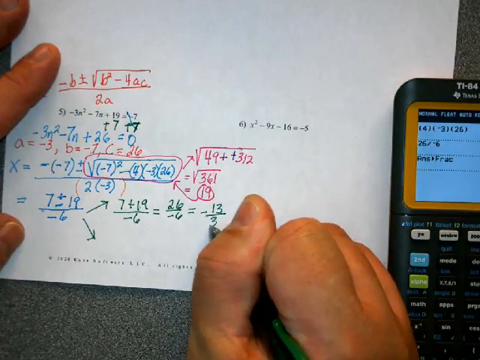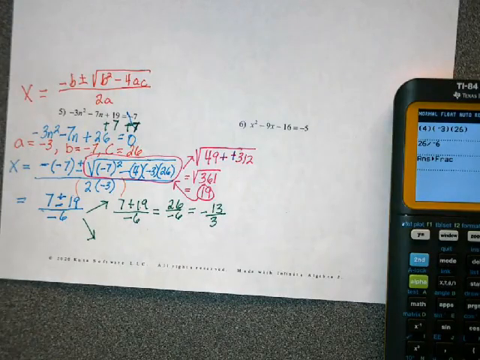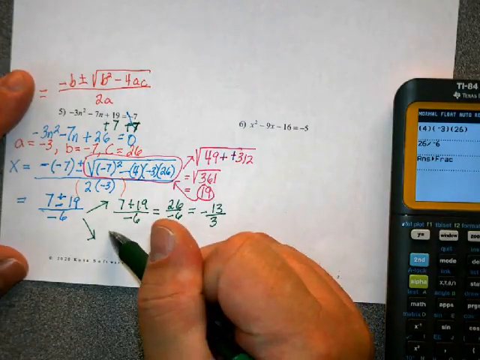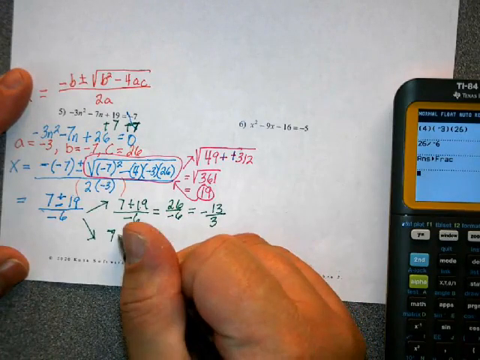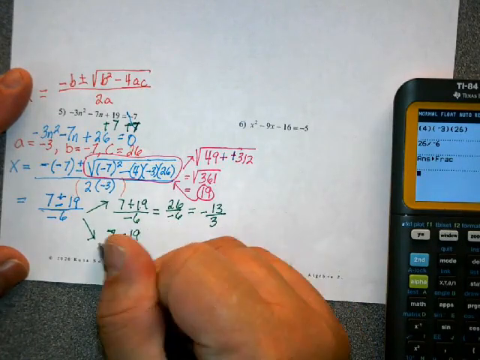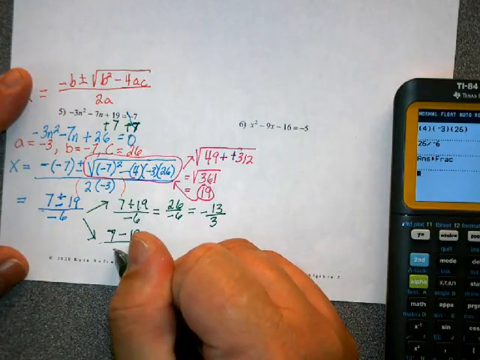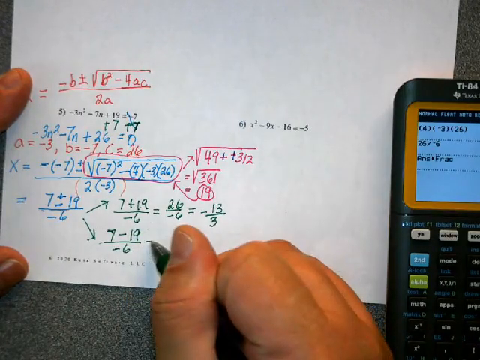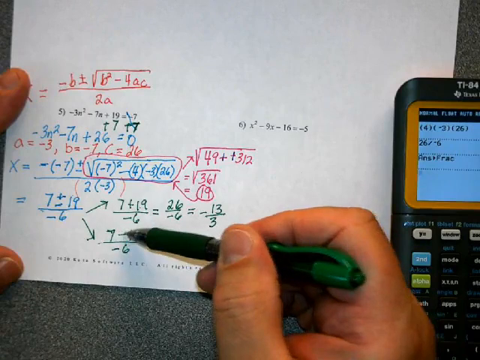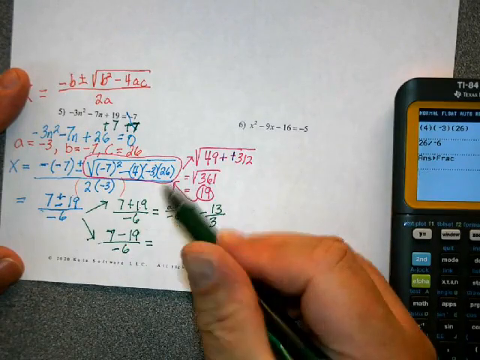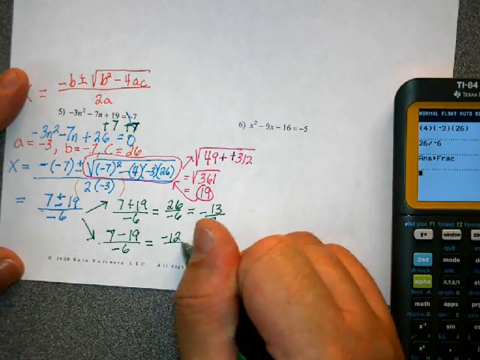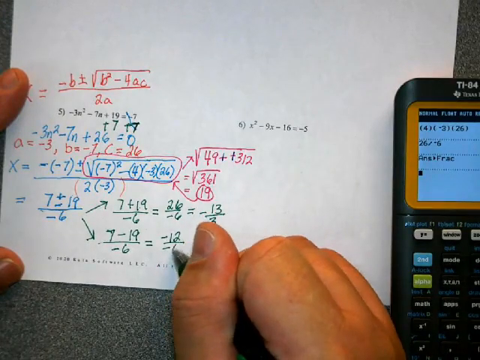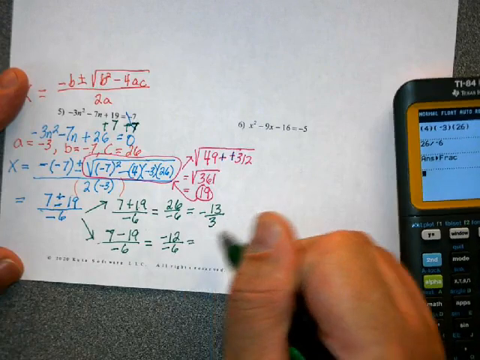Okay, now I got to do the other number, right? I have 7. This time I'm going to subtract 19, divided by, I'm sorry, negative 6. 7 minus 19 is negative 12, divided by negative 6, which is positive 2.